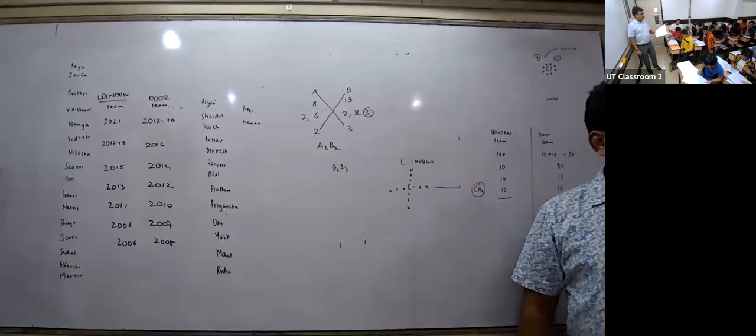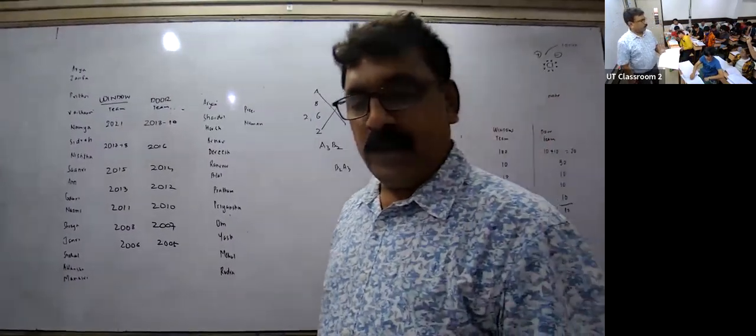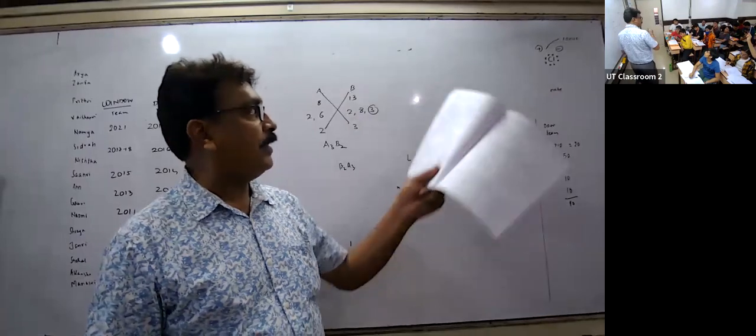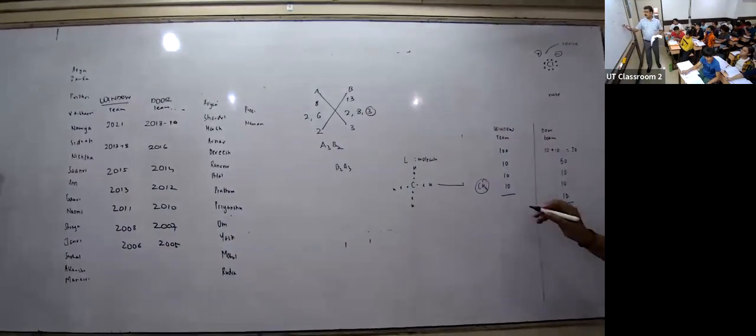Among the following compounds, identify the compound which has all the three bonds: ionic, covalent, and coordinate covalent. You gave the answer here. Which one? Ammonium chloride. Yes.